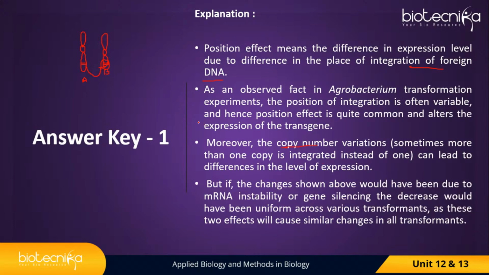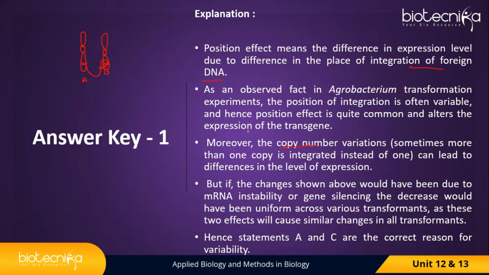So you need to be prepared for that question also. You should know that if messenger RNA instability or gene silencing is taking place, then definitely we will get uniform expression, because messenger RNA instability or gene silencing will decrease the expression, right? And you will be able to see this uniform result or expression in all the transformants. But as in this question, it's not about the marker gene, it's about the passenger gene. So the correct answer is option 1. A and C statements are correct.